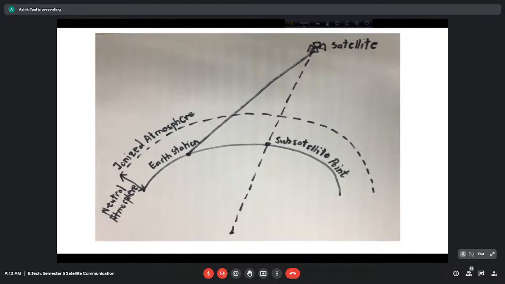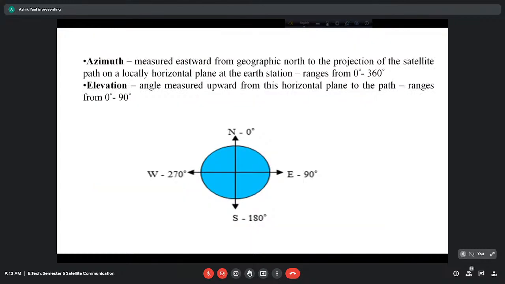So, moving ahead, when we try to define the two coordinates which are commonly used in case of satellite communication, namely azimuth and elevation, here also we should try to understand what they actually mean, just like we understood right ascension and declination.